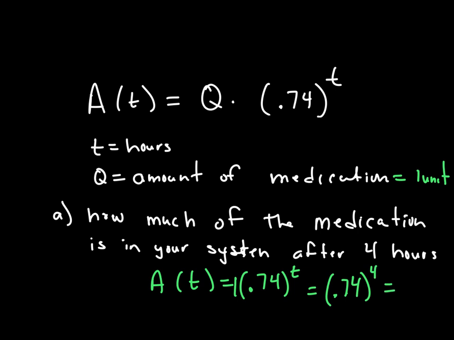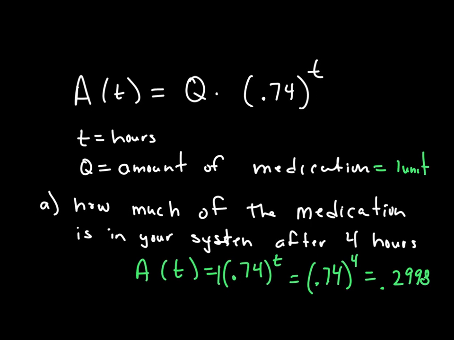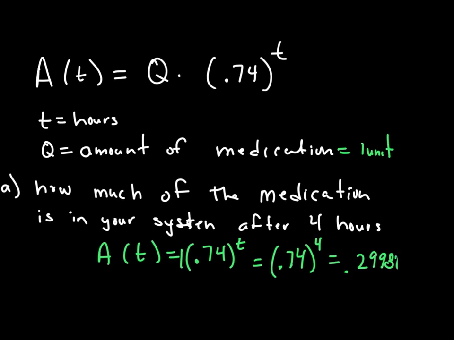and put that into your calculator, and you will get 0.29985. So that gives us 29.9865%. And then you can round that to whatever decimal place you're asked for. I always like to do 4 places after the decimal.